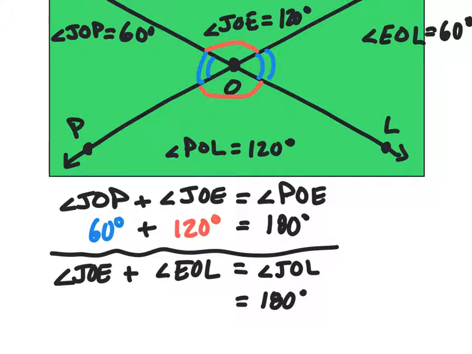Now, for angle JOE, I got 120. So write this down, whatever you got for your angle, plus angle EOL, which I got was 60 degrees. And if I add those two numbers together, I get 180. So now let's think about this. We could do this for all the other angles.